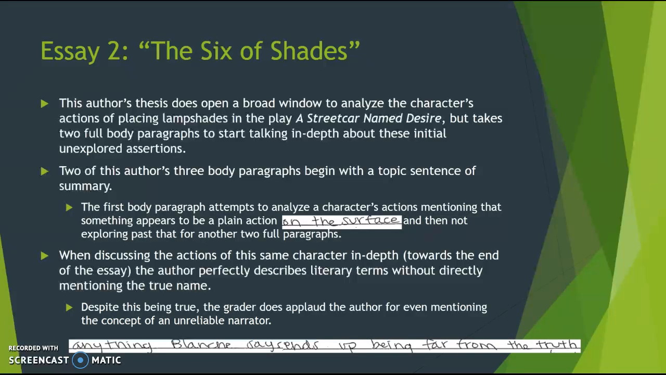When they do get to the point of discussing the actions of the same character in depth, which is towards the end of the essay, the author seems to be looking to talk about literary terms, but they don't know what they're talking about. The person tries to describe Blanche as an unreliable narrator, but instead says that the reader learns to not trust anything that Blanche says, and that it ends up being far from the truth, which is hence the dictionary definition of an unreliable narrator.